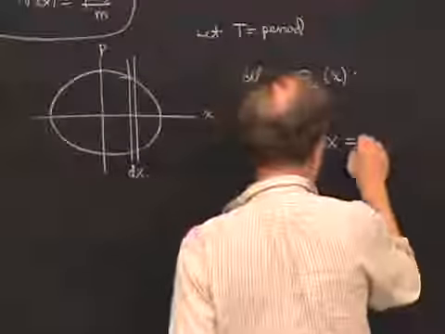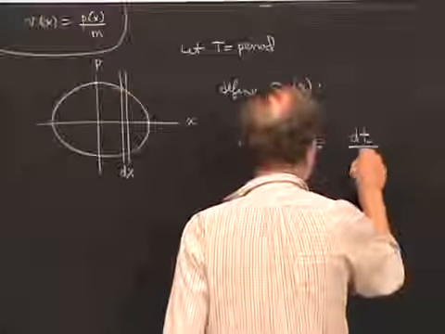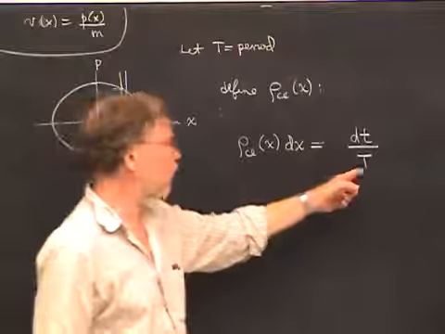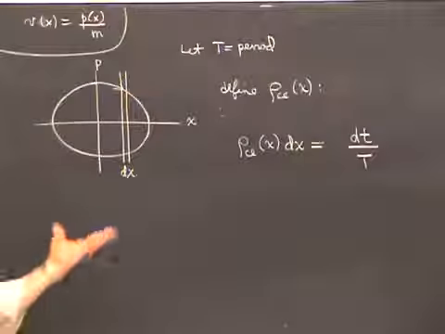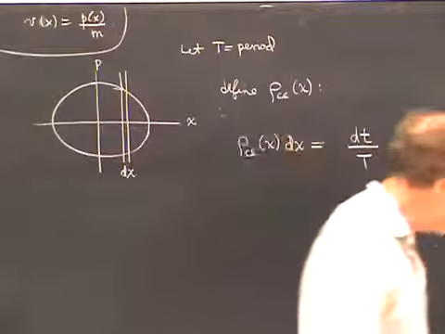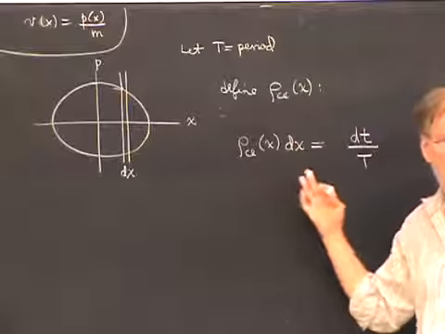Let's declare that this is equal to the amount of time dt which the particle spends in this small interval, divided by the total period. It's just the fraction of time that the particle spends in that small interval. Then if we do this, this clearly is normalized to 1 around the oscillator.